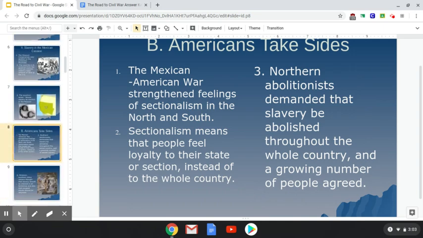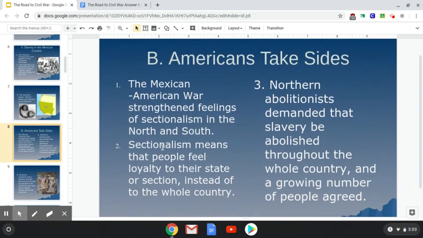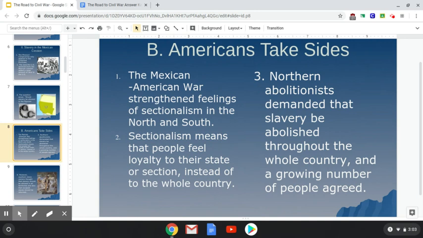So real quick, Americans taking sides. Obviously, we can make the assumption that a very large majority of Northerners wanted to abolish slavery. A very large part of the Southerners were very encouraging and supportive of slavery being instated in their parts of the area or other parts of the United States.